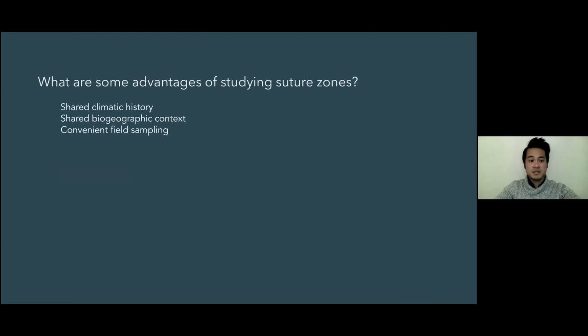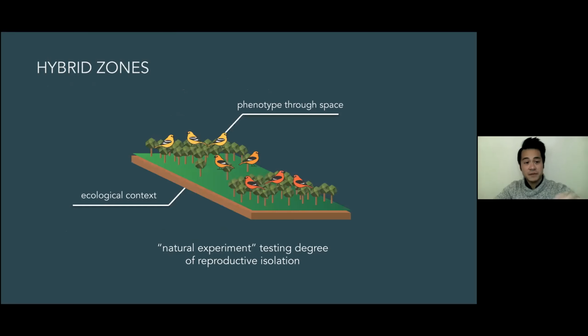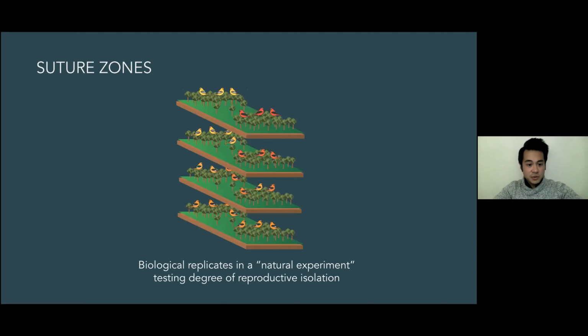So what are some of the advantages of studying suture zones? As I mentioned before, you have shared climatic history, shared biogeographic context, and convenient field sampling. You can just go to the field and sample multiple individuals from different species and hybrid zones at the same time. So what can we learn from suture zones? We can start to get at how different species or populations respond to similar contexts, how the movement of genes across geographic space occurs in these different contexts, as well as the variation in degree of reproductive isolation in these different populations. Like I was saying before, if hybrid zones serve as a useful natural experiment to test the degree of reproductive isolation, then suture zones serve as replicates of these natural experiments. Of course, it's not necessarily perfect, but it's really good at getting at populations with different levels of divergence and isolation and shared geographic and climatic history.